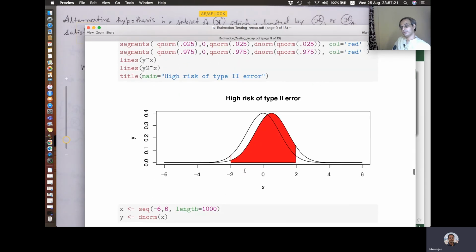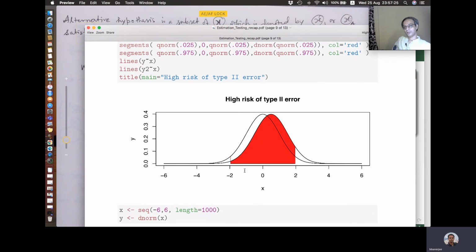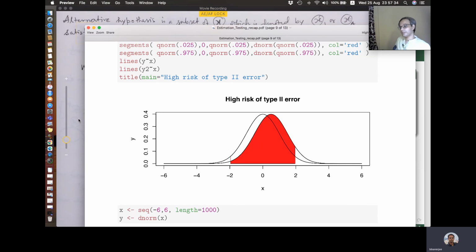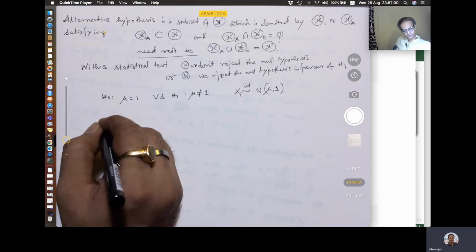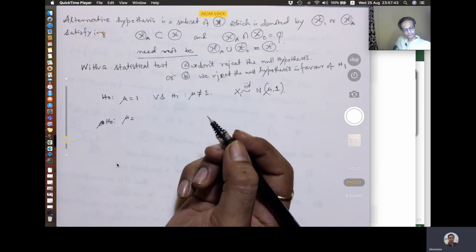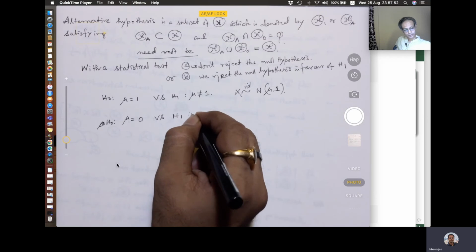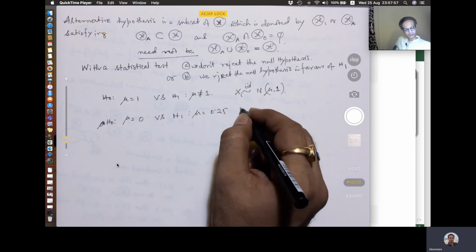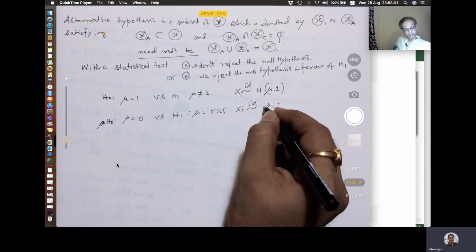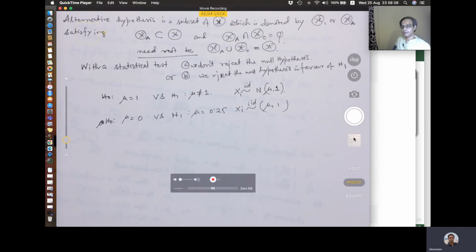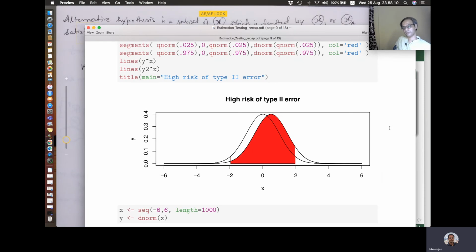Similarly, there can be a high risk of type 2 error. Maybe the hypothesis is H naught: mu equals 0 versus H1: mu equals 0.25, with Xi IID normal. Here there is a high risk of type 2 error, because the alternative density is very close to the null density, or the alternative distribution is very close to the null distribution.